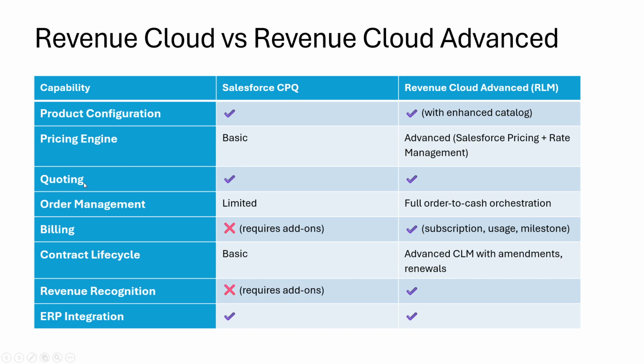The next capability is quoting. While CPQ supports quoting, so does RCA. With RCA, Salesforce promises to support even large quotes with more than 1000 quote lines, which was a problem with the Salesforce CPQ package. Well, coming to order management, the order management capability is limited in CPQ, but with RCA, it provides full order to cash orchestration.